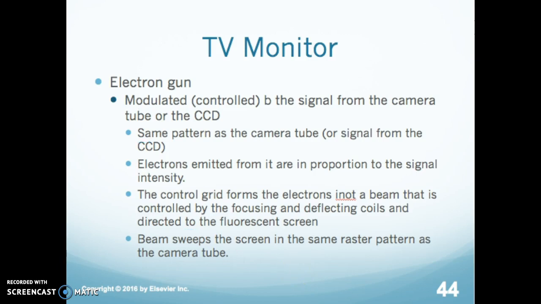So the electronic gun is modulated, which means controlled. That's by the signal from the camera tube or the CCD, the same pattern as the camera tube or signal from the CCD. Electrons emitted from it are proportional to the signal intensity. The control grid forms the electrons into a beam that is controlled by the focusing and deflecting coils and redirected to the phosphorescent screen. The beam sweeps the screen in the same raster pattern as a camera tube.